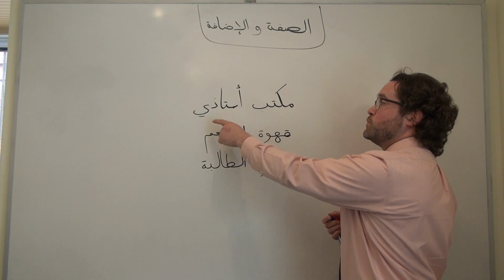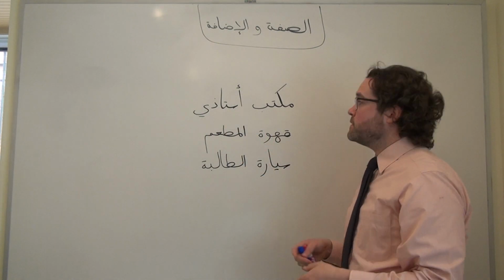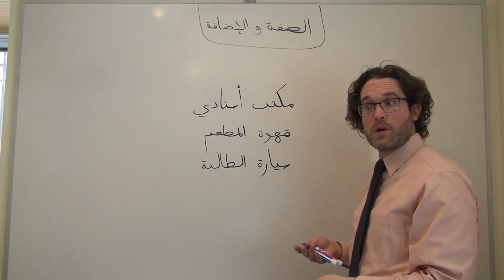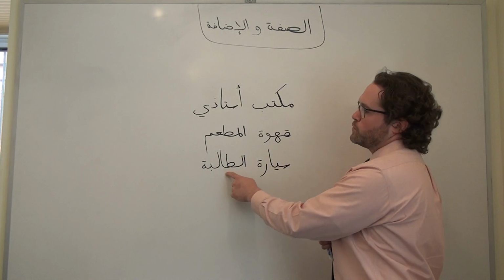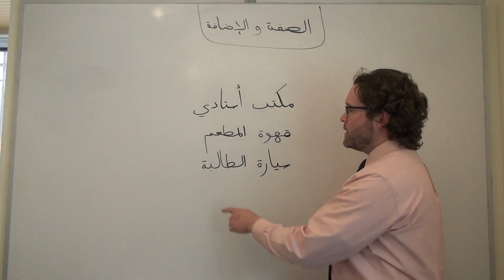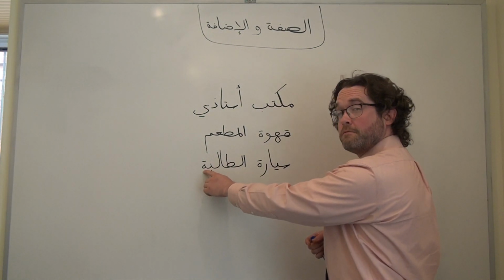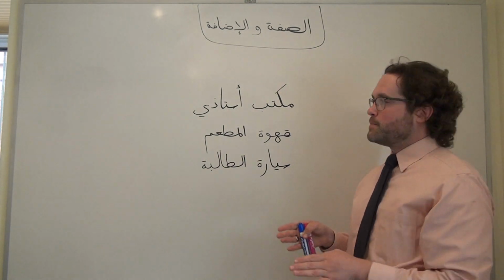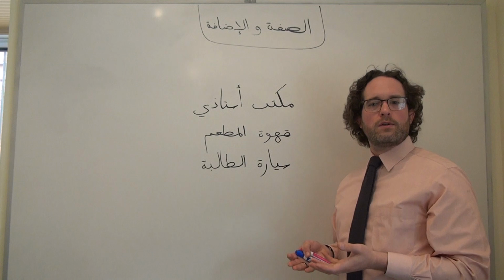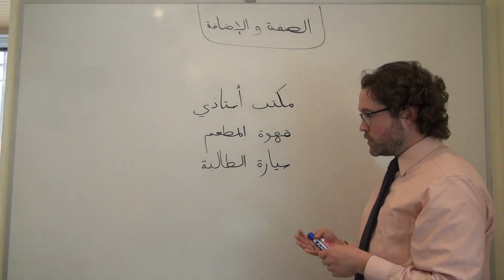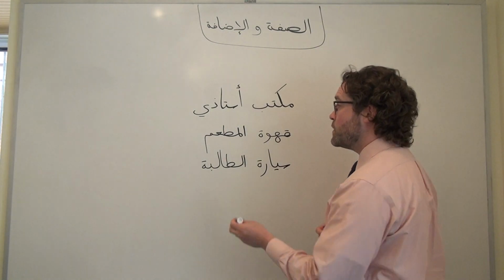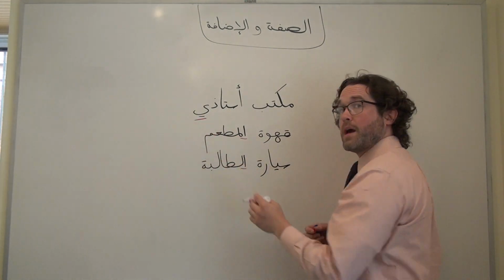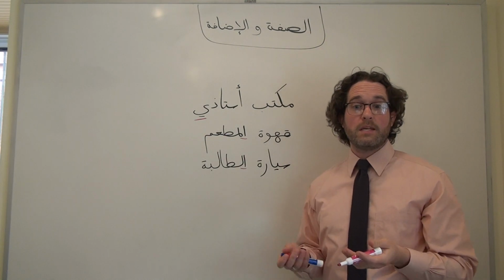So here are a couple of examples of really simple إضافات. مكتب أستاذي, my professor's office. قهوة المطعم, the restaurant's coffee, or the coffee of the restaurant. And سيارة الطالبة, the student's car. This student happens to be grammatically feminine, which will become important later. So remember that in each of these examples, both of these nouns are considered definite, but only the last term is going to look definite, either with alif lam, like we have in these two examples, or with a possessive pronoun, like we have in this first example, I.